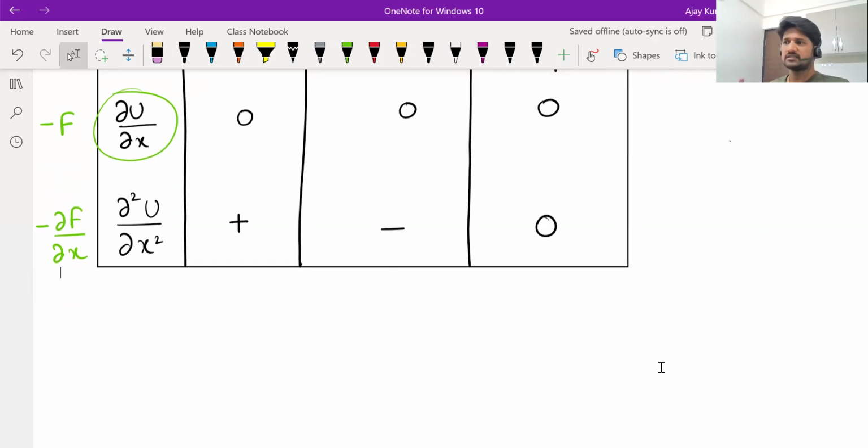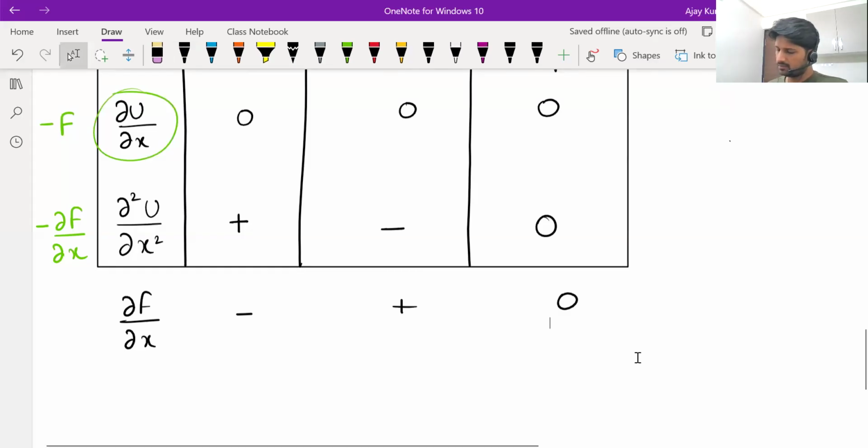Dou F by dou x is rate of change of force with respect to position, and there's a minus sign. So we can actually extend this table. Dou F by dou x here will be negative, positive, 0. Minus dou F by dou x is plus, minus, and 0. So dou F by dou x will be minus, plus, and 0.